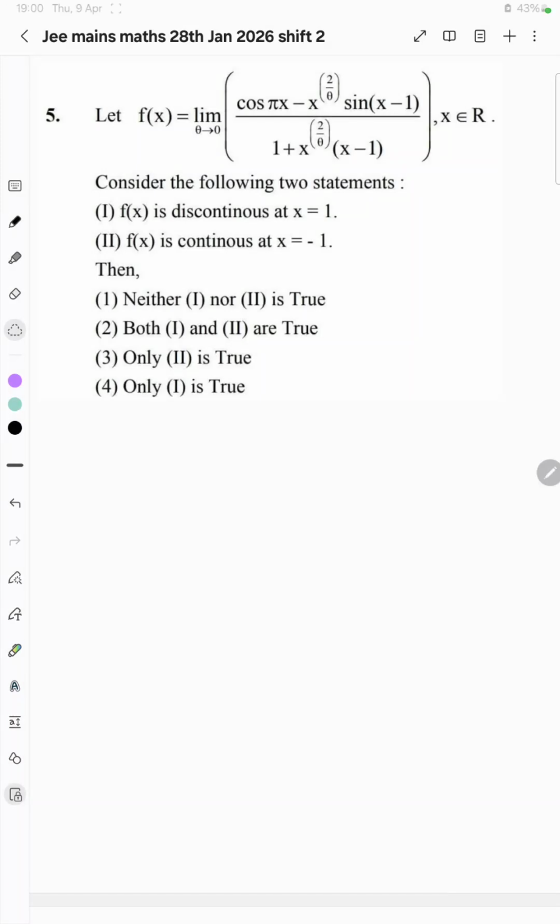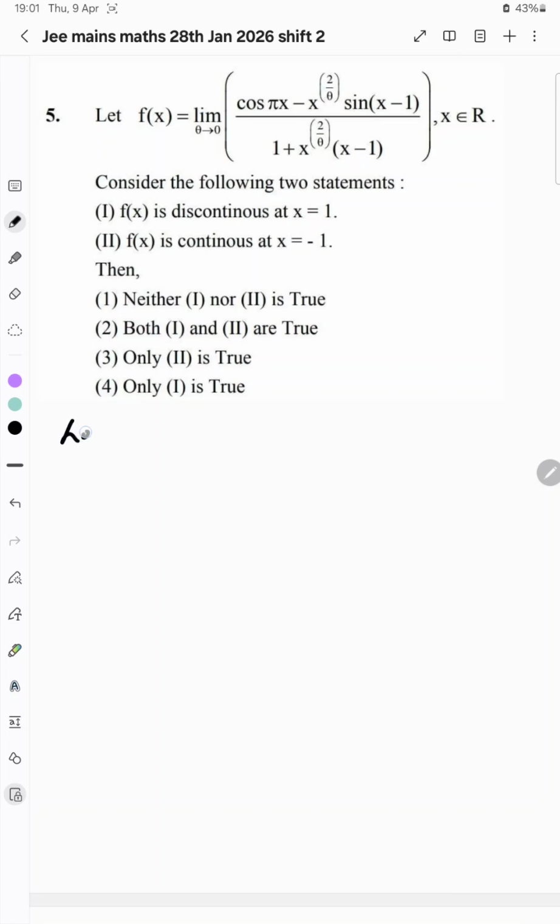f(x) = limit as θ tends to 0 of (cos πx − x^(2/θ) sin(x − 1)) / (1 + x^(2/θ)(x − 1)). Now we have to check whether f(x) is continuous or discontinuous at x = −1 and 1. First of all, observe that x^(2/θ) is there in the function.